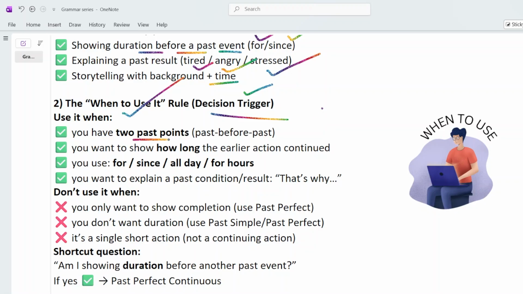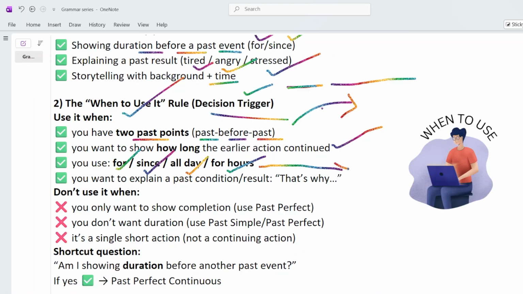If you have two past points, that is past before past, in the sense there are two activities that are going on. All right, there is an activity that has started for a long time and it's going on, you need to use past perfect continuous. Or if you want to show how long the earlier action continued, keep that also in mind. You also can look at using words like for, since, all day, for hours. So all these words kind of just look at using one factor, and that is your time. Okay, time or duration. All right, that is what we need to keep in mind.